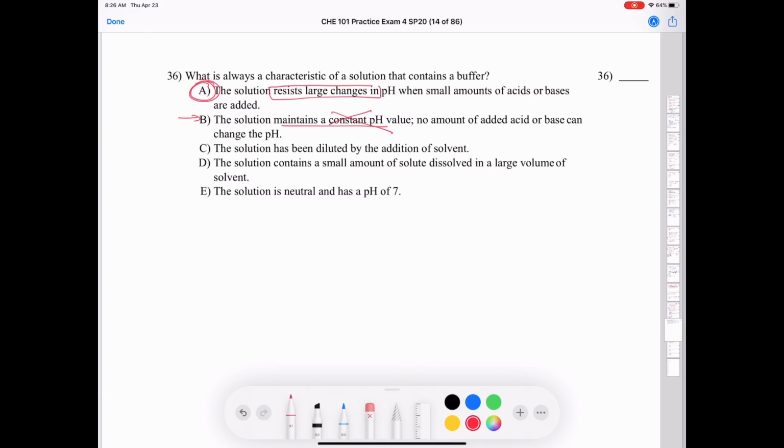If you look at C, the solution has been diluted by the addition of solvent. It's not the correct answer. D, the solution contains a small amount of solute dissolved in a large volume of solvent. Well, a buffer can have many different concentrations. And then E, the solution is neutral and has a pH of 7. Buffer solutions can have a wide range of pHs depending on what your weak acid and conjugate base or your weak base and conjugate acid are.